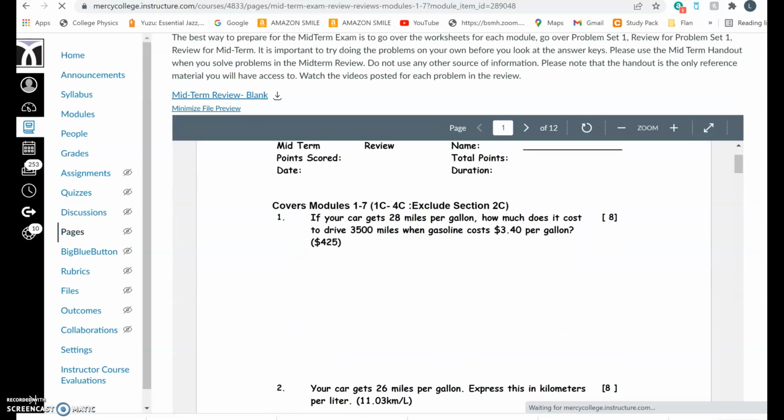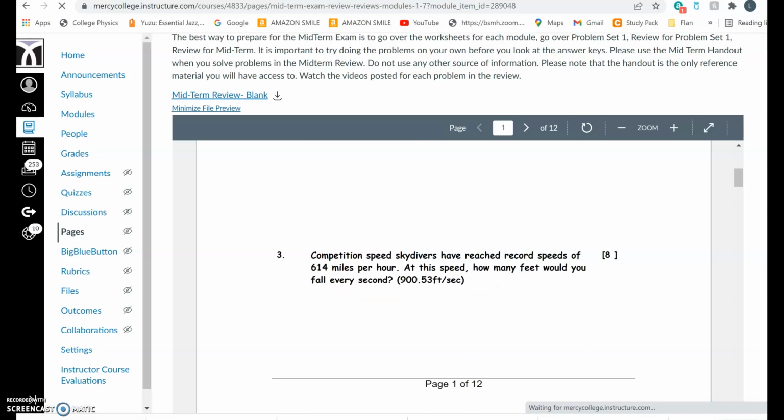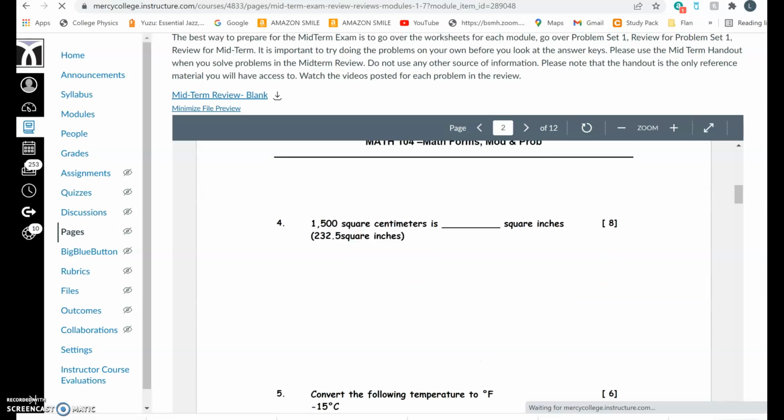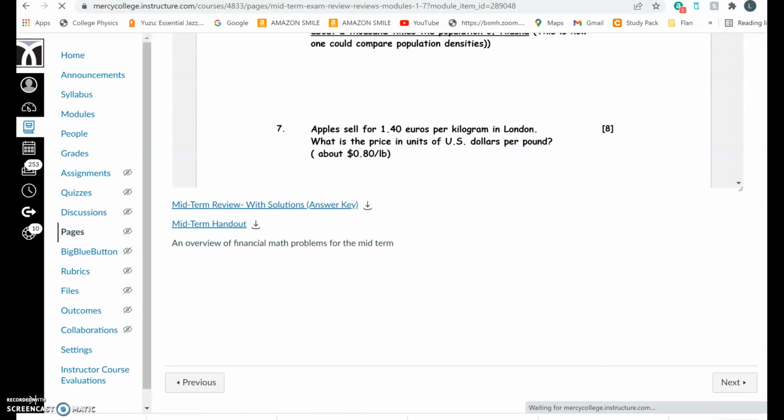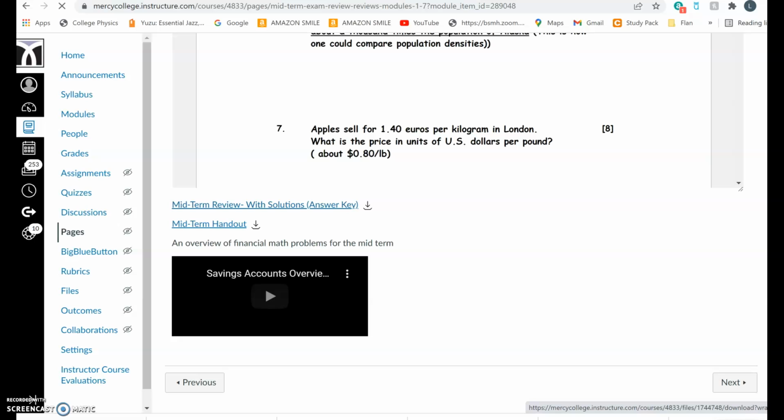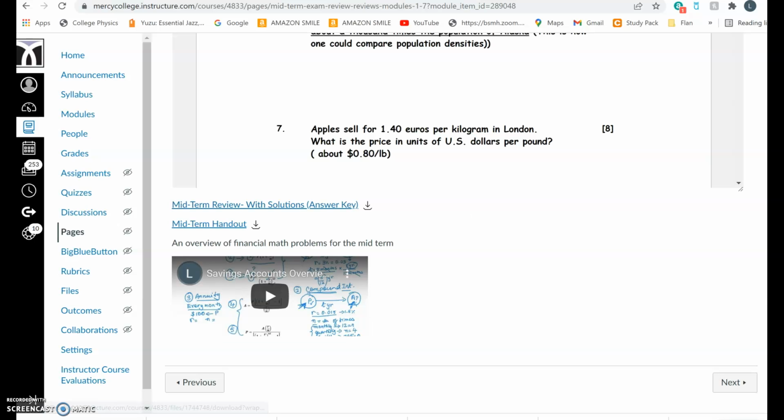You'll see in the review that there are problems from different sections of the book. And if you scroll down, you'll find the answer key as well, but I suggest that you look at the answer key only after you've attempted the problem.